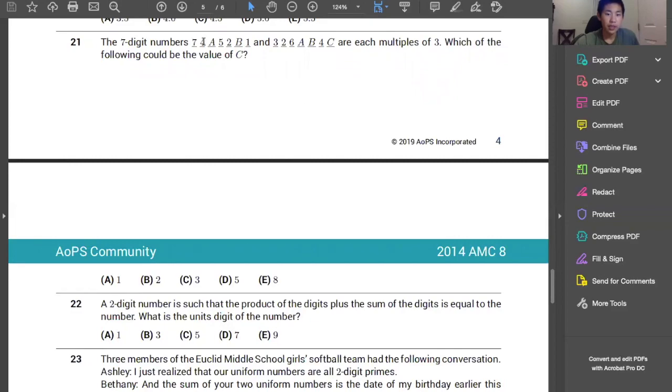So adding up the digits that we already know, 7 plus 4 is 11, plus 5 is 16, plus 2 is 18, plus 1 is 19. So we have 19 and A and B. And we know that 3 has to be a factor of this. Now looking at the second number, we have 3 plus 2 is 5, plus 6 is 11, plus 4 is 15. So we have 15, and then our 3 variables.